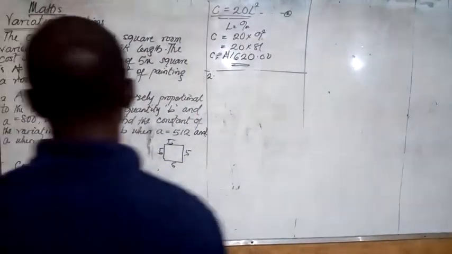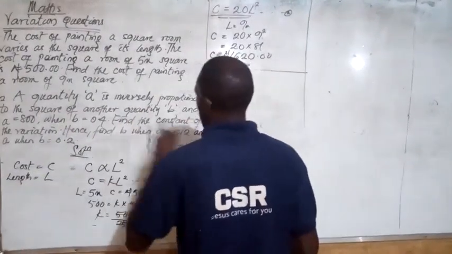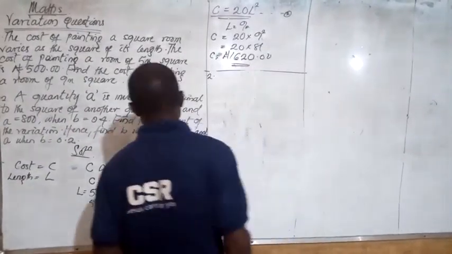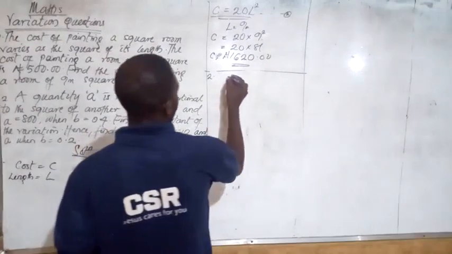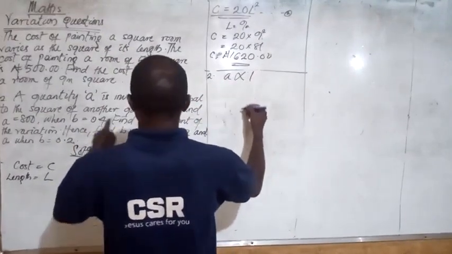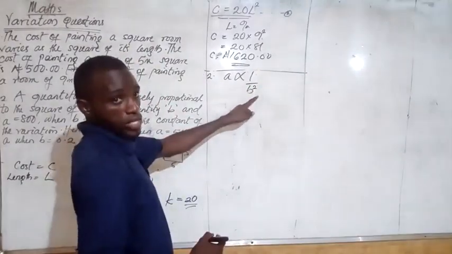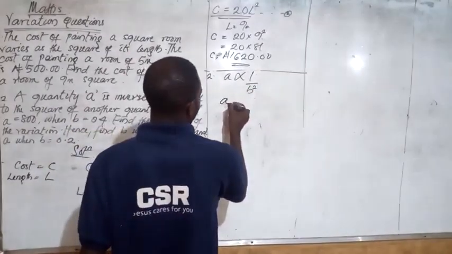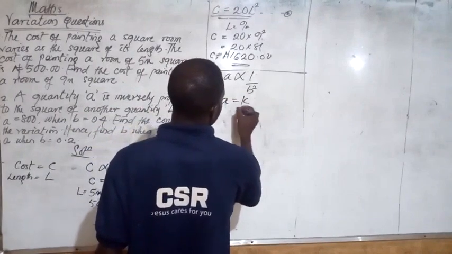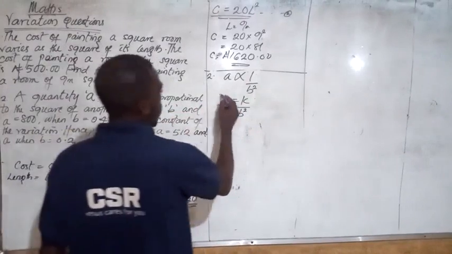So number 2 says a quantity A is inversely proportional to the square of another quantity B. So we write that as A is inversely proportional to the square of quantity B. So this is the right notation. Then we introduce our constant by saying A will be equal to K over B squared. Alright, so this is what we are going to be working with.